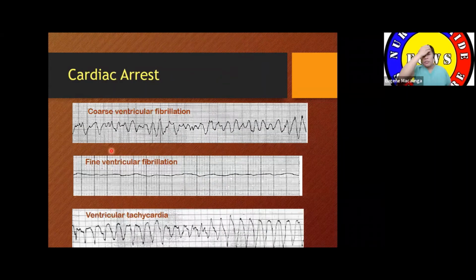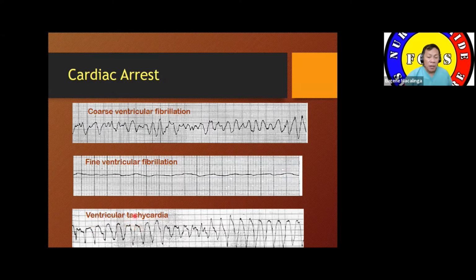In terms of cardiac arrest, these are some of the findings based on ECG. You can have ventricular fibrillation. If you compare it to the previous slide, this one doesn't have any pattern. It just looks like up and down, up and down, up and down. The other one is fine ventricular fibrillation, which is much flatter compared to coarse ventricular fibrillation. And the other one is ventricular tachycardia.